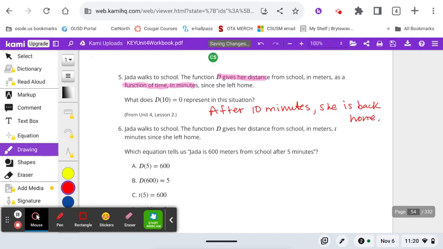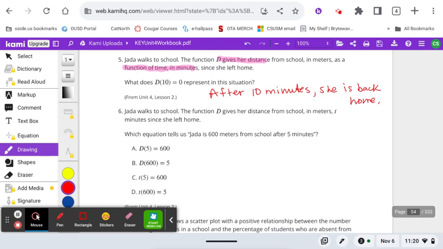Jada walks to school. The function D gives her distance from school in meters and T in minutes since she left home, which equation tells us that Jada is 600 meters from school after 5 minutes. Take a minute to select your answer. How'd you do? Did you get it?